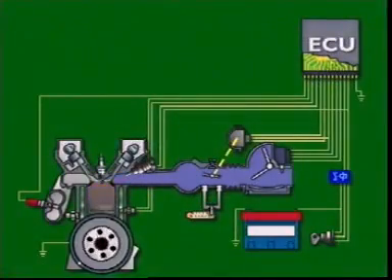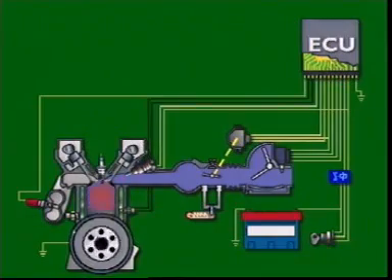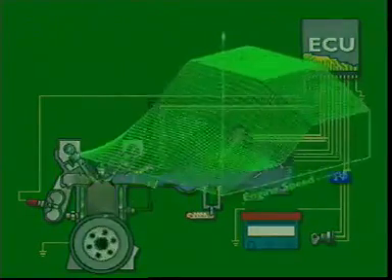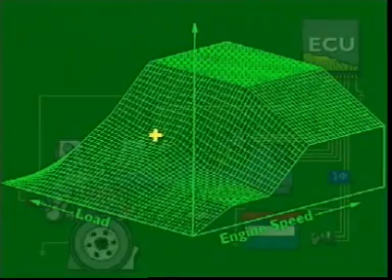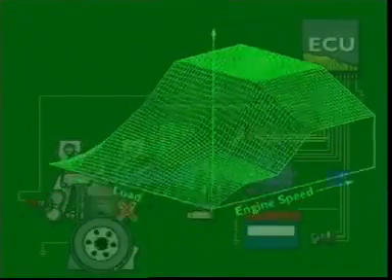When the control unit does not receive a signal from a component, it uses a substitute value from its memory bank. The engine may still operate near its normal level, and the driver may not realize a problem has occurred.